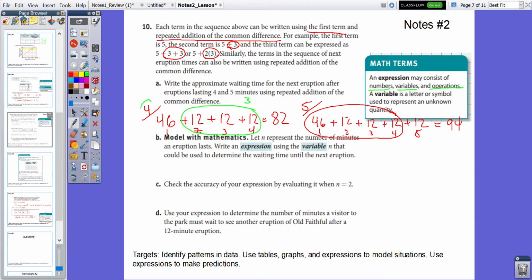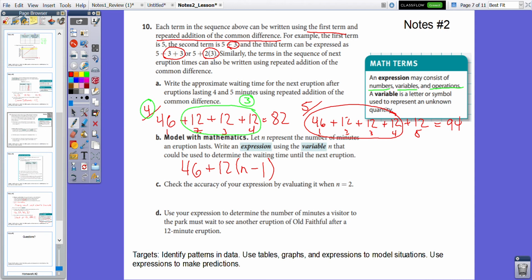Now really quick, looking at part A. For 4 minutes, once again, we had to add 12 3 times. So there's a difference of 1 here. We have to take 1 away from the number of minutes that we're looking at. In this case, once again, we start with our first term, which is 46. We add our common difference, but now we want to multiply by a number, n, to represent how many minutes there are, but we have to take 1 of those away. There's always a difference of 1. So it has to be 46 plus 12 times n minus 1.